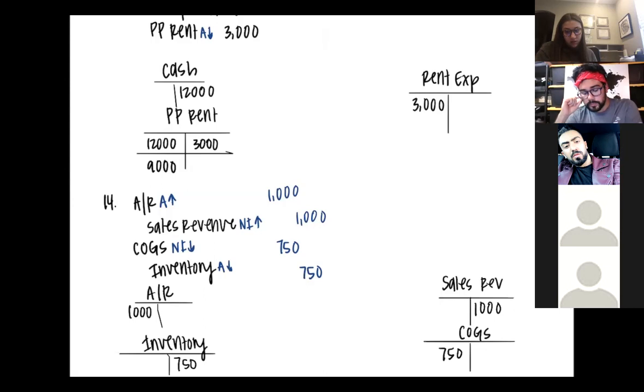So the answer: for assets, AR should have been increased by 1,000, but we took 750 out of our inventory, so net assets should be increased by 250. So our assets are understated. There's no liability in this case. And in terms of net income, it should have been increased by 1,000 with the sales revenue, but decreased by 750 with the COGS. So net income should have been increased by 250, which means our net income was understated.